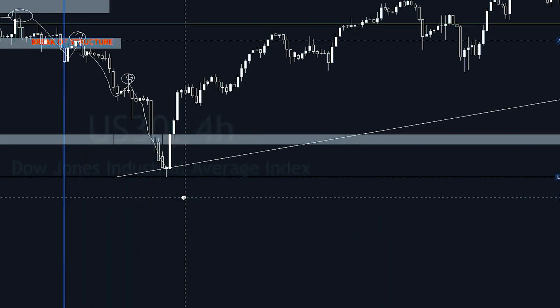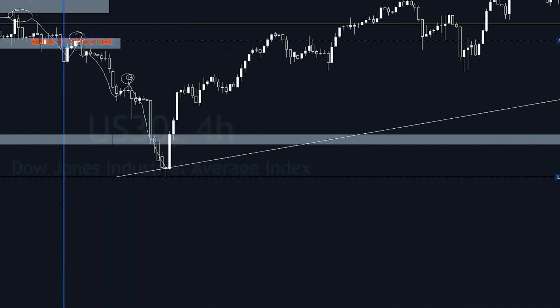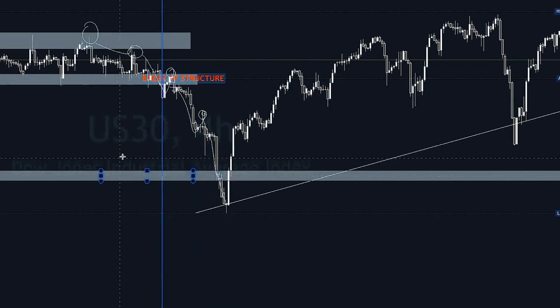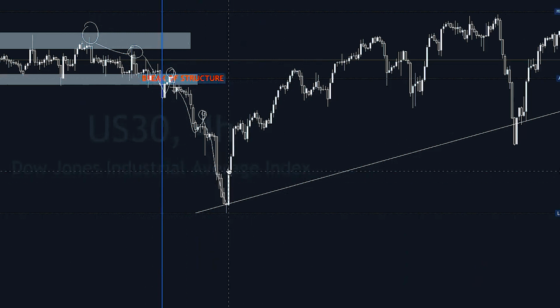So price will always repeat itself. Price will always come back to where it came from, for the most part, right? At least in recent price data. So if we get rid of this and we get a breaker structure, now we're going to start identifying the low, the high, the correction, and the higher high.